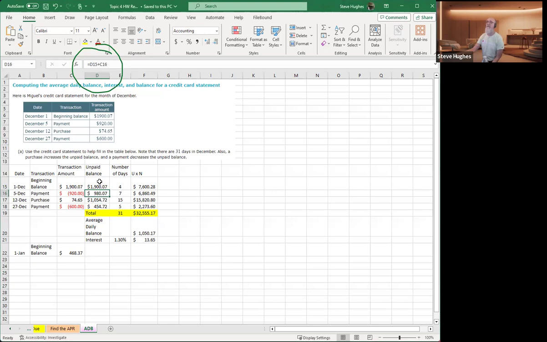C16 is the payment I made. D15 was the unpaid balance. And I just copied that formula the rest of the way down. Okay, everybody?